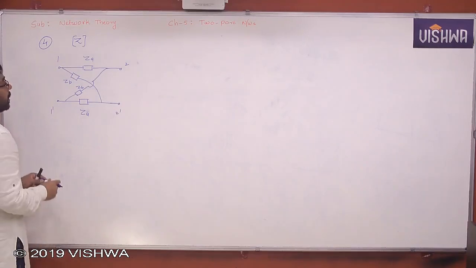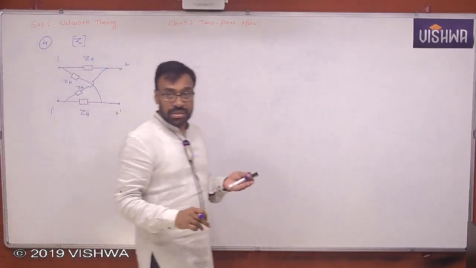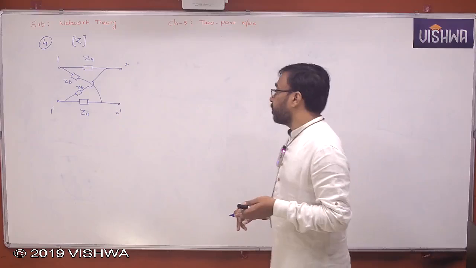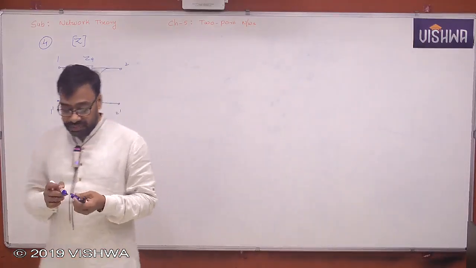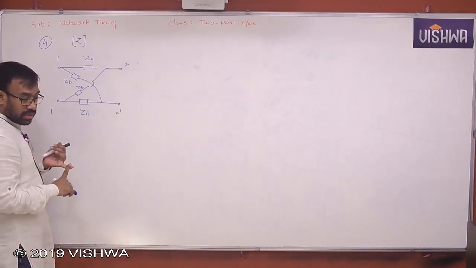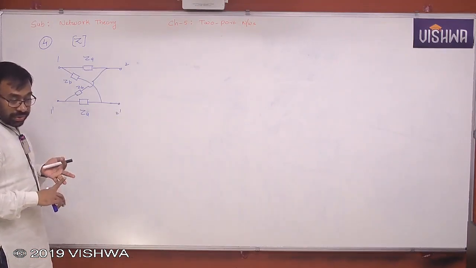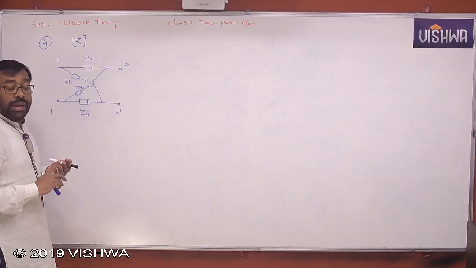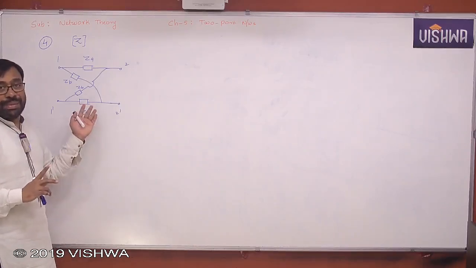For this, we need to find the Z parameters. Understand? How do you find the Z parameters of the lattice model? We have three methods. One is the conditions, the other is star delta transformation, and the last one is mesh analysis, because these are Z parameters.